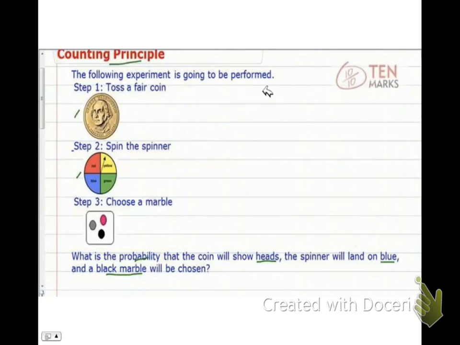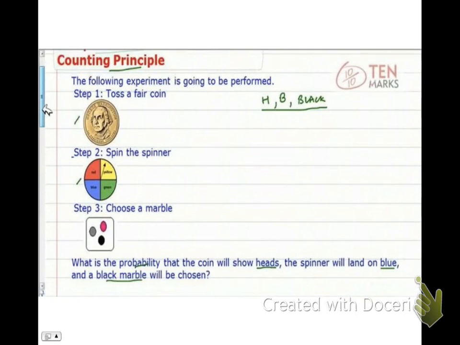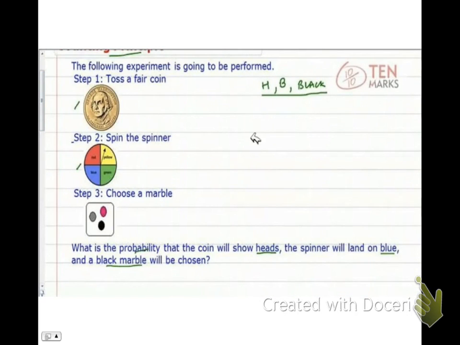So we are looking for heads, blue, and a black marble, right? That's the combination we're looking for. It's the compound events. So what is the probability of these 3 events occurring in succession, right? So let's learn how to do this. One way of doing this is let's make an organized list or a tree diagram. So what I'm going to do is let's say the tree diagram has heads and tails as the possible outcomes of the fair coin toss. Then in the spinner, with heads, I can have 4 possibilities, which are red, yellow, blue, and green.